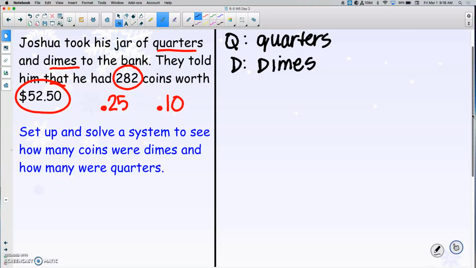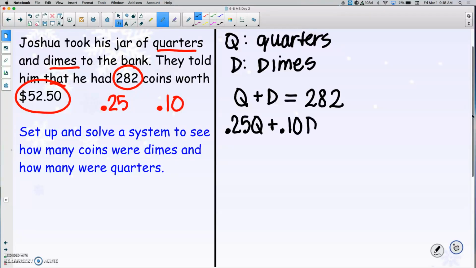So that to me means that the quarters plus dimes, just the number of coins that he had, has to add up to 282. Then on my second equation, I need to consider the value of each. 25 cents for each quarter plus 10 cents for each dime. That gave him a total of $52.50. So take a look at this system. This is tricky. So one equation is about how many he had of each. The other is about the value.